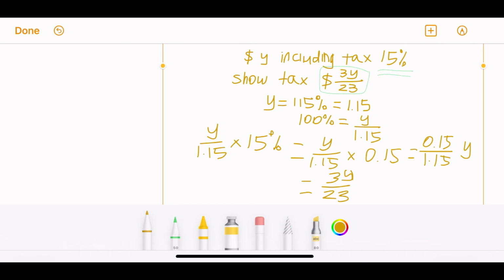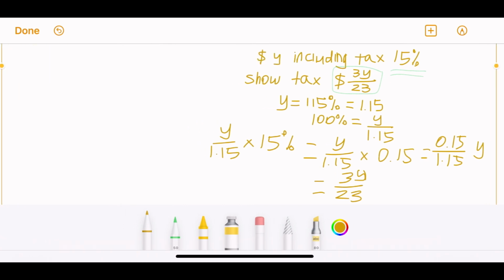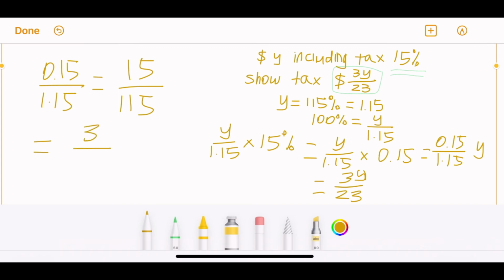Well, if you don't have your calculator, you can still simplify this fraction, which I'm just going to quickly show over here, just in case you're not allowed a calculator in your test. So 0.15 over 1.15. If you multiply top and bottom by 100, you will get 15 over 115. If you divide both numerator and denominator by 5, you get 3 over 23. 3 multiplied by 5 is 15, and 23 multiplied by 5 is 115. So that's how you do it without a calculator. And that brings us to the end of sales tax.